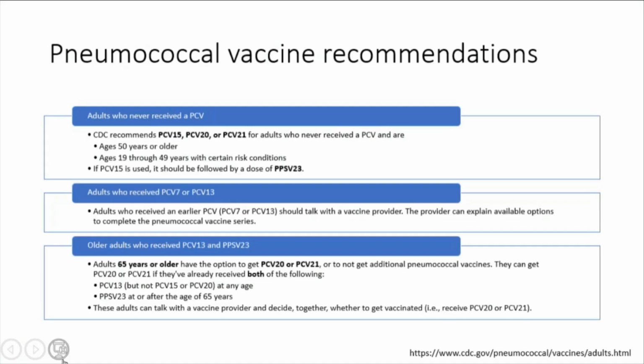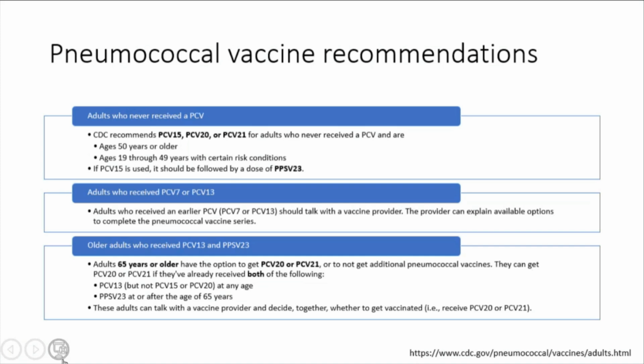The first box is adults who have never gotten a conjugate vaccine. The CDC says they should get PCV 15, 20, or 21 if they're 50 and older, or 19 through 49 with certain medical risk conditions, which is our usual very long list, like diabetes, hypertension, chronic alcohol disease, pretty much everything you can think of. While you can use 15, 20, or 21, if you use 15, you have to follow it with a dose of the polysaccharide 23 to try to get sufficient coverage.